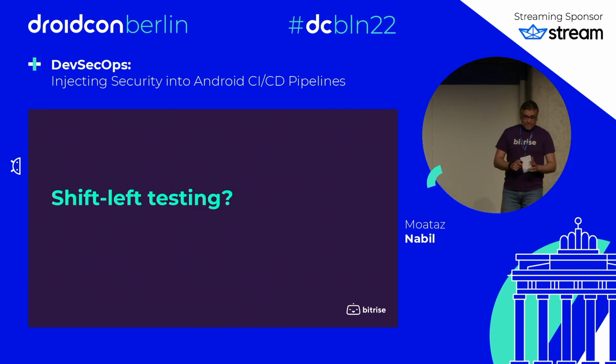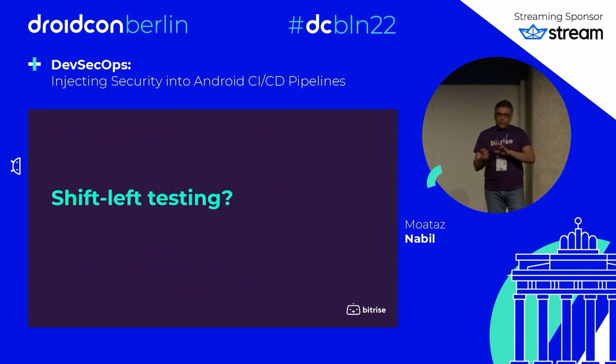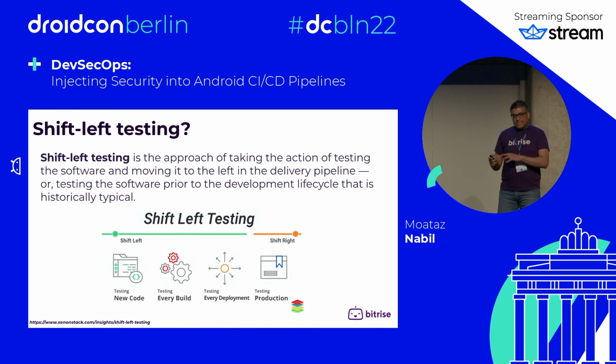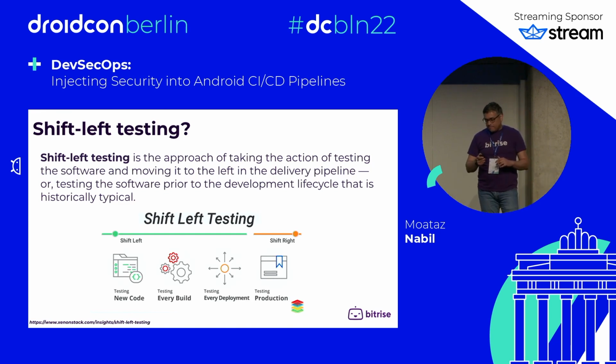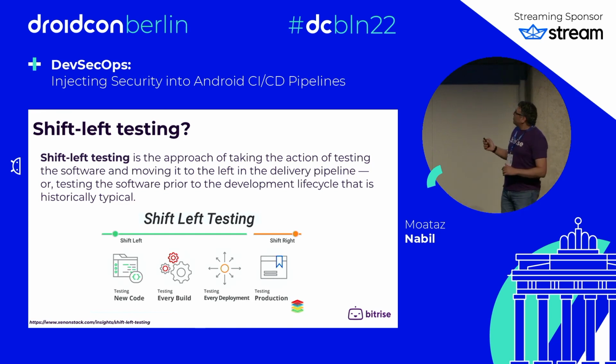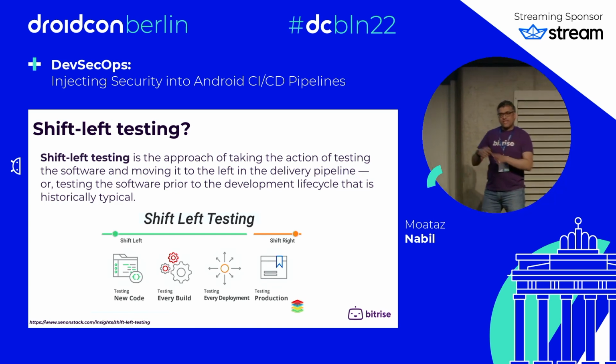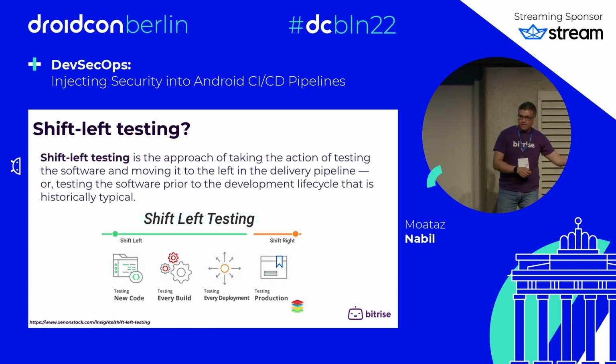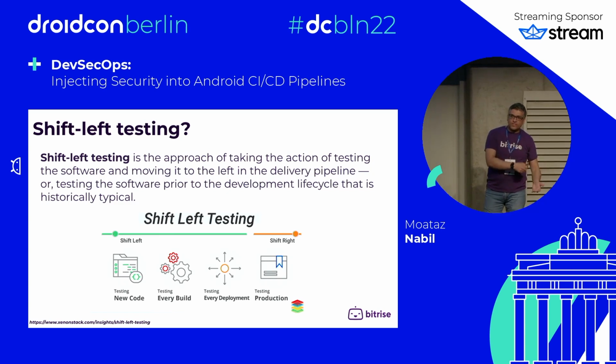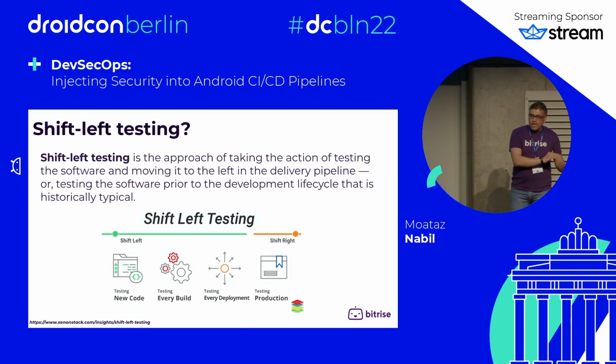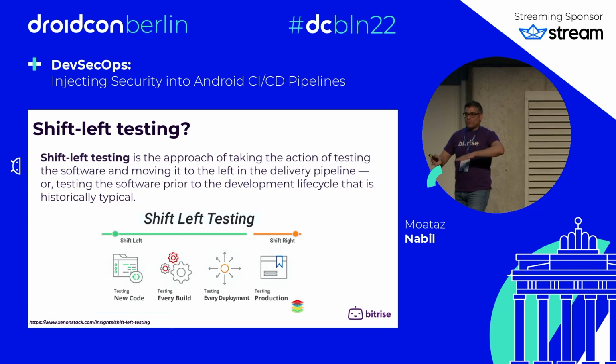So shift left testing, this is generally in testing, not only in security. Usually, maybe a few companies are still testing on production. Once they release the application, they give it to the testers or the quality engineers, or maybe they release the app itself and start testing on production, which is shift right. But now we need to move to shift left. We need to move to early stages.